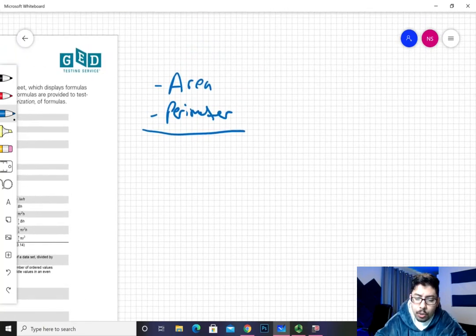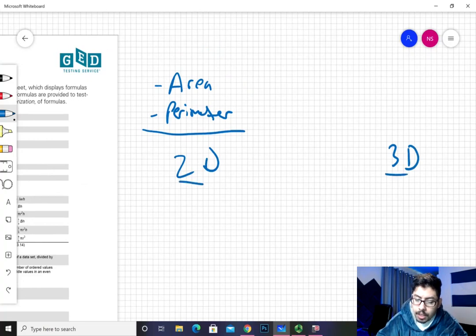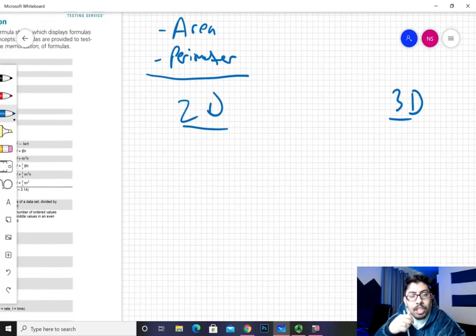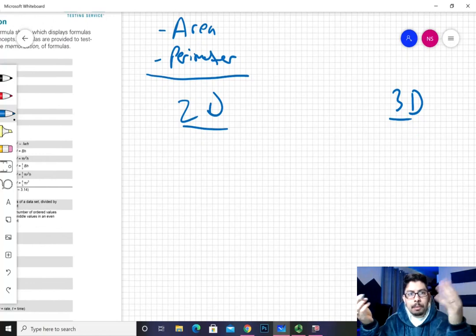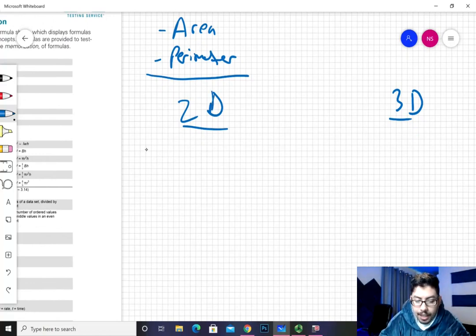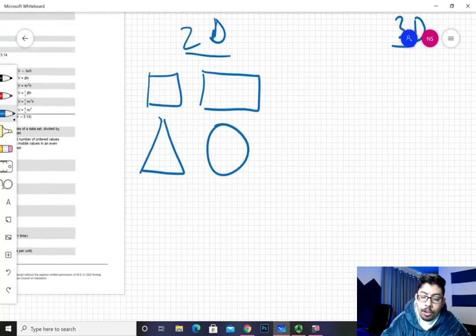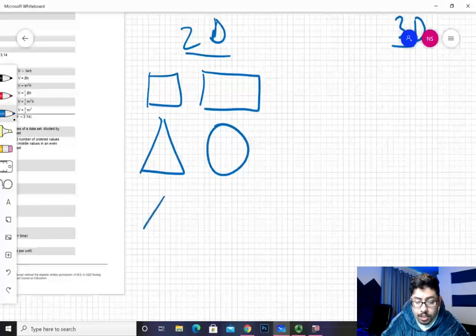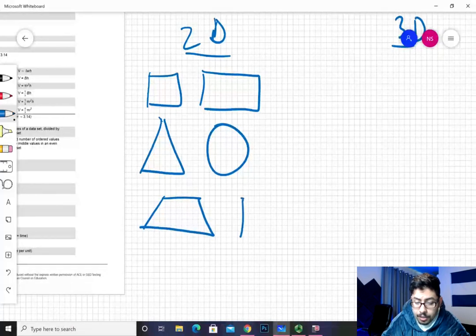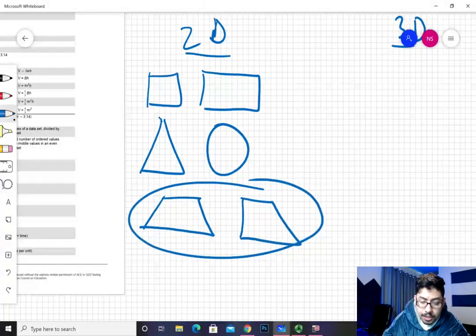So, there's this 2D world and there's this 3D world, okay? In the 2D world, two-dimensional, there's obviously a couple two-dimensional shapes that we will be dealing with in the GED, and you probably know the basics like a square, a rectangle, triangle, circle. Other shapes that you need to master is the trapezoid, which, by the way, both of these are trapezoids.